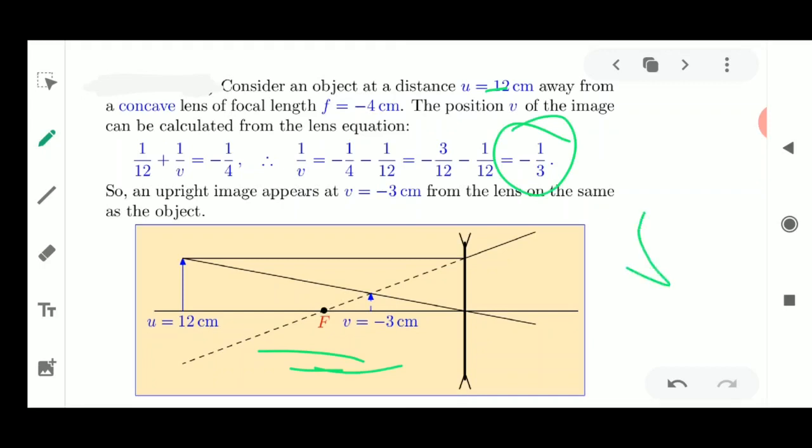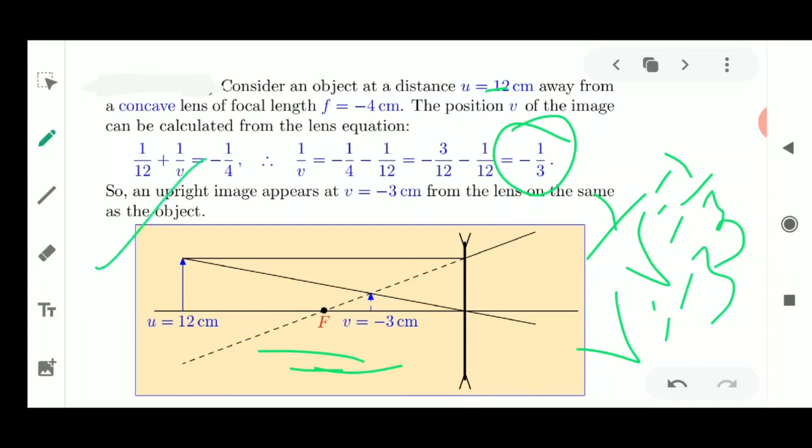Now again, 1 by v is equal to 1 by minus 3. So v is equal to minus 3. Minus 3 indicates that the image is formed on the same side as the object. So the object was placed here, and this image is formed here in between.